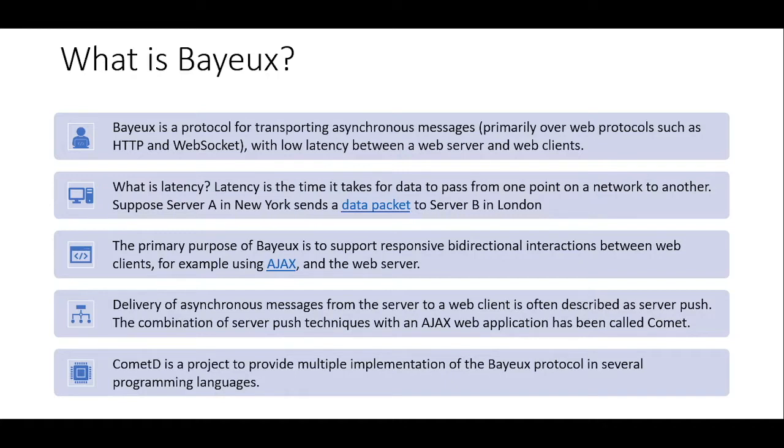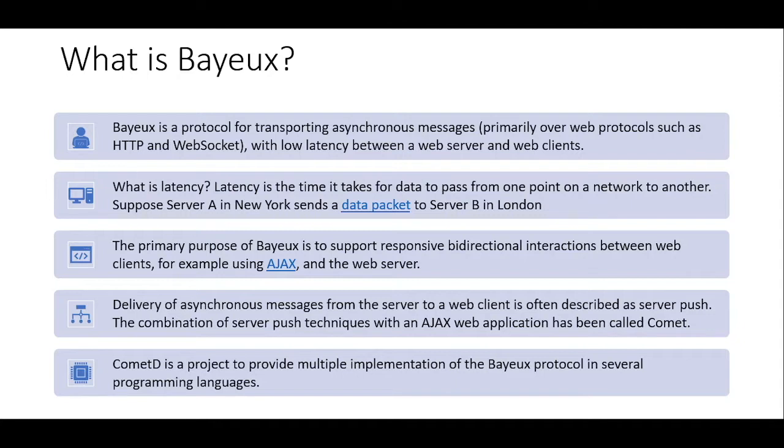When I say low latency, first we need to understand what latency means. Latency is the time it takes for data to pass from one location on a network to another location in a network. For example, server A is in New York, which sends a data packet to server B in London. Suppose at 8 a.m. we sent a packet from New York to server B in London, and it is received at 8:00:02. So it takes a fraction of a second to be received there.